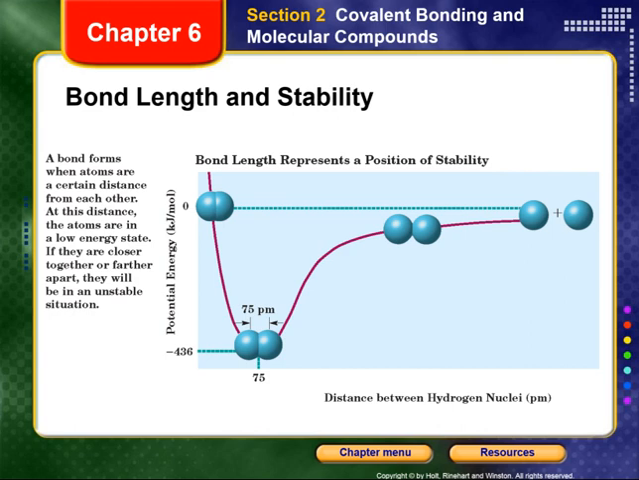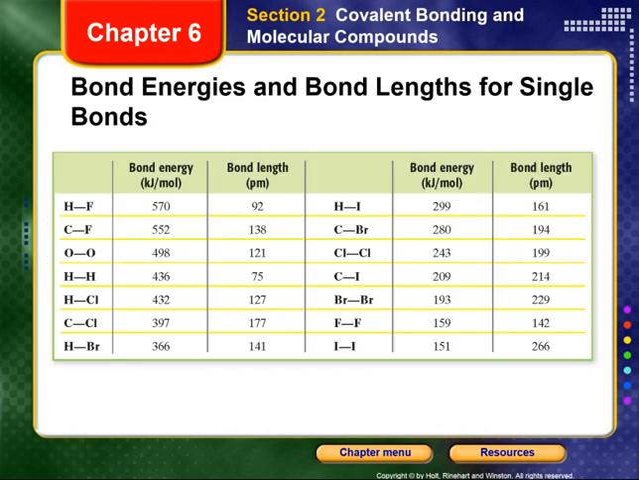When two hydrogen atoms are 75 picometers from each other, that is the most stable situation for hydrogen to be in. And so we're going to see that at these particular bond lengths, hydrogen bonded to fluorine, carbon bonded to fluorine, oxygen bonded to oxygen, there's going to be a very specific bond length that results in the most energy being released, and therefore the most energy being required to be put back in to break that bond, known as bond energy.